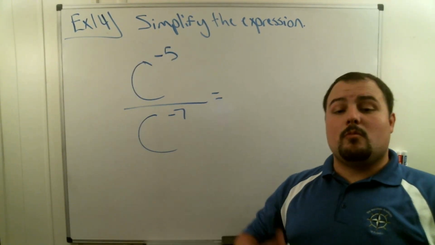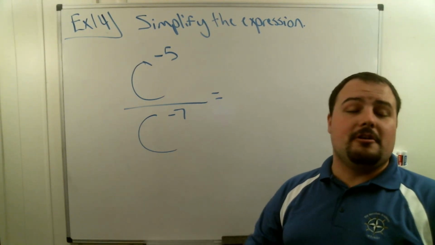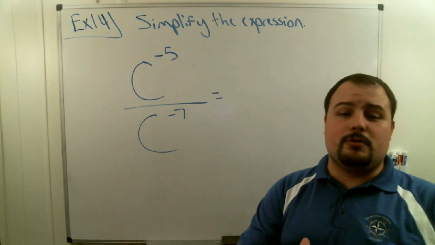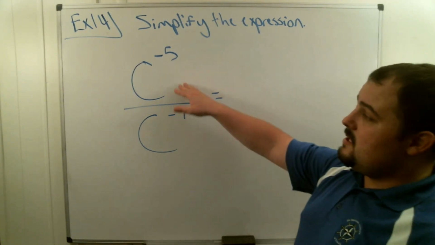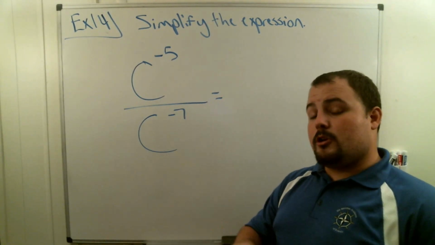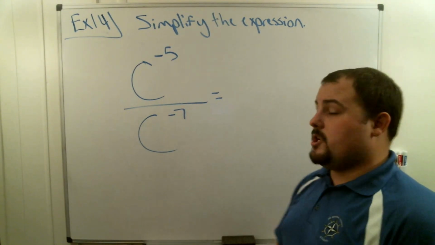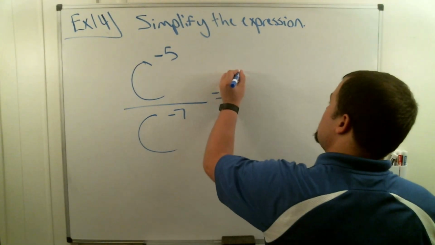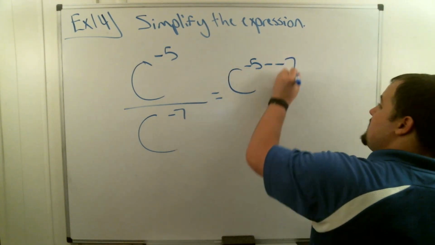In our final problem, we're going to do the same thing that we just did in the previous problem. If you feel like you can do it on your own, by all means, go ahead, pause the video, and do this on your own. I'm going to go ahead and solve this problem. So we have c to the negative fifth power divided by c to the negative 7. Again, we're looking at two numbers that have the same base, and they're dividing, which means we can subtract the exponents. So what we're going to do is take c to the negative 5 minus negative 7.